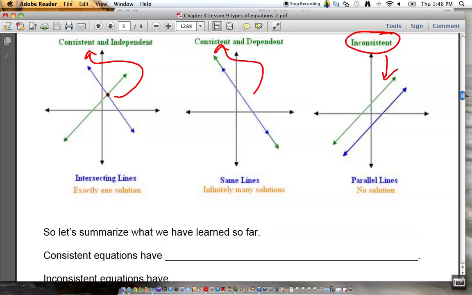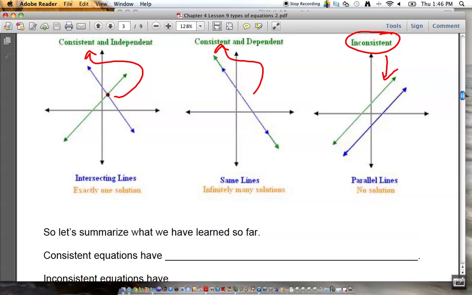Only if they never intersect are they ever inconsistent. Inconsistent means they never meet, they never get together, they never share anything in common. Okay? Now, the last thing is what we call dependent. Dependent means that they overlap. Independent means that they make like an X.